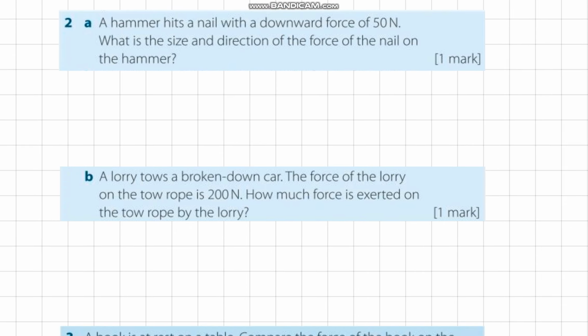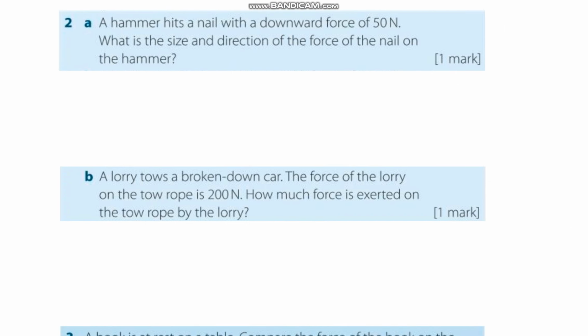A hammer hits a nail with a downward force of 50 newtons. What is the size and direction of the force of the nail on the hammer? So this again is based on Newton's third law, which is that whenever an object exerts a force on another object, or when two objects interact with each other, they exert equal and opposite forces on each other. And the unit of force is the Newton, which is abbreviated to capital N. So 50 capital N means 50 newtons here.